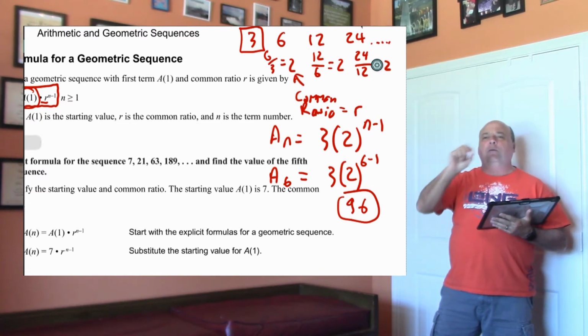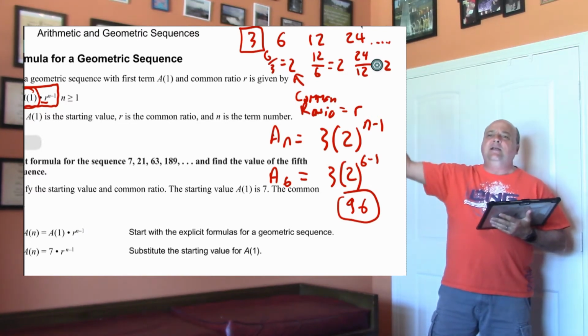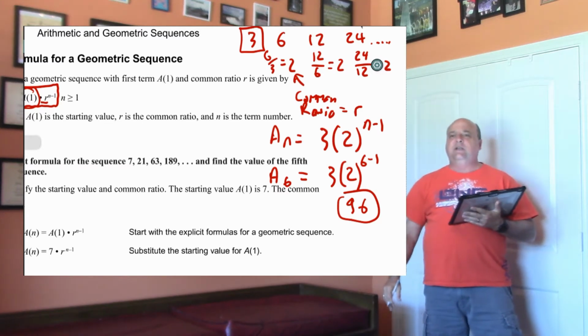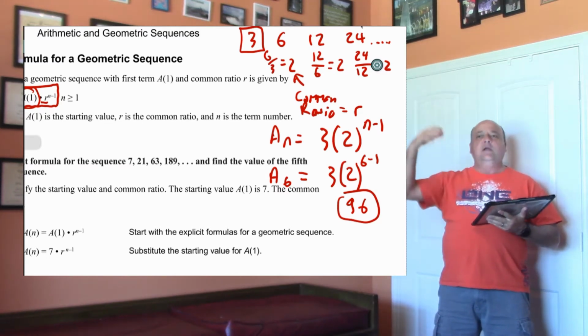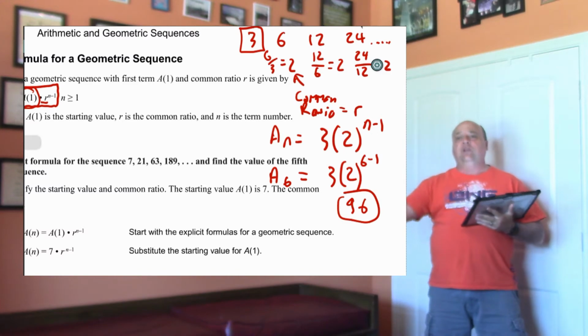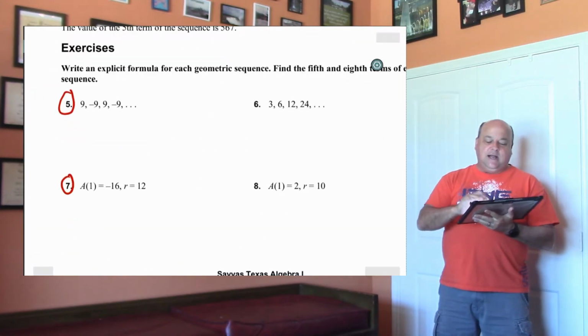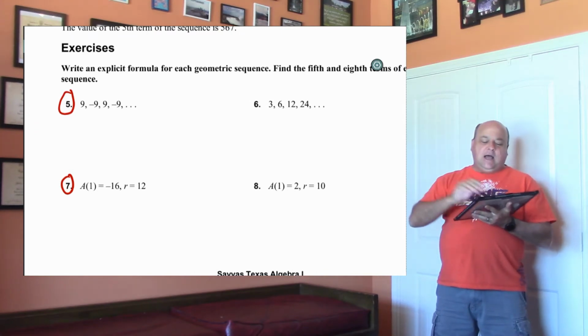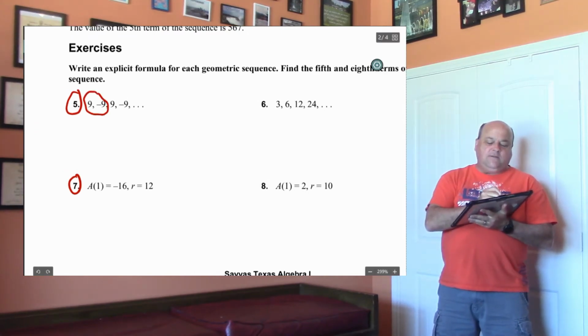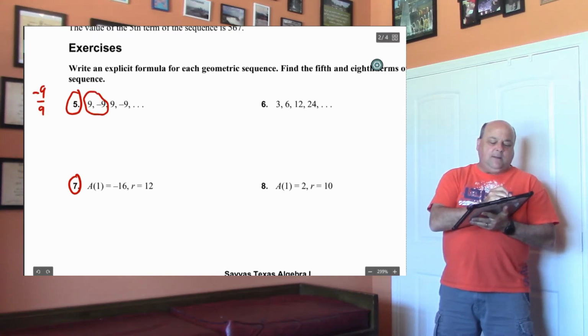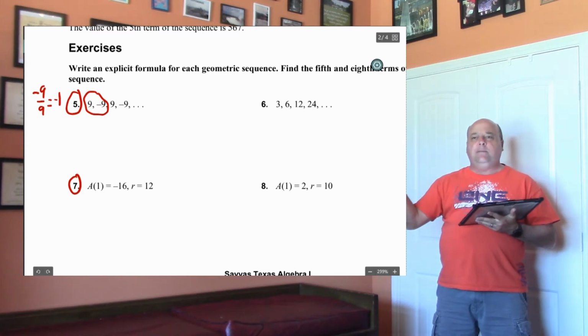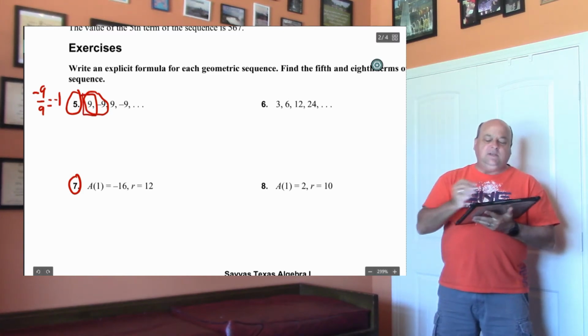This is used a lot in computer programming where they're trying to find the nth term of a series of numbers. And in Algebra 1, we're either going to add or subtract, which is an arithmetic or a geometric. Now then, let's go down to here. These are not difficult. Okay, to get your common ratio, just take the first two and divide them. So negative 9 divided by 9 is negative 1.